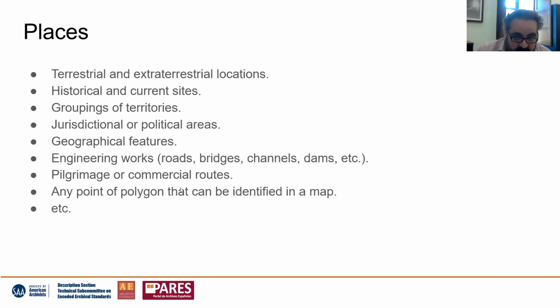In the case of places, NEDA standards include in this entity any point of coordinates or any polygon made by coordinates that can be located on a map. This contemplates any historical or current sites, any type of territory or jurisdictional areas, geographical features, engineering works anchored to the ground, roads, commercial routes, pilgrimage routes, etc. It would even be possible to assimilate this entity with any point in outer space if it can be related to one of the other archival entities in NEDA standards.